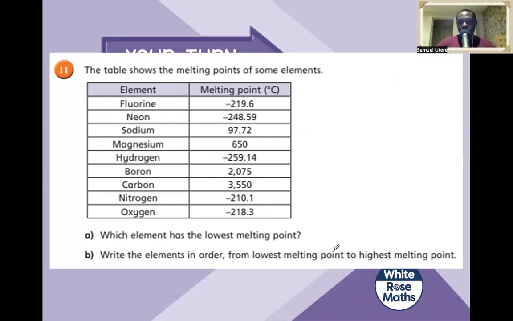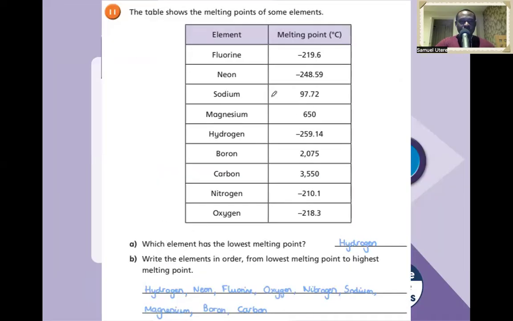Assuming you've paused the video and you've answered the question, let's mark the work and celebrate your success. Here you're given a table showing the melting points of some elements, and you're asked which element has the lowest melting point. Remember, a really large negative number is actually very small, and you can see that has to be hydrogen. Next, write the elements in order from lowest melting point to highest melting point. You start with hydrogen and pick the negative numbers first, and then you order them, and that will be your answer.